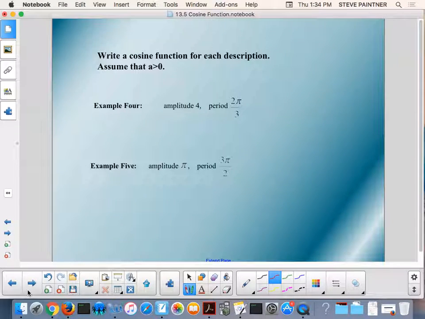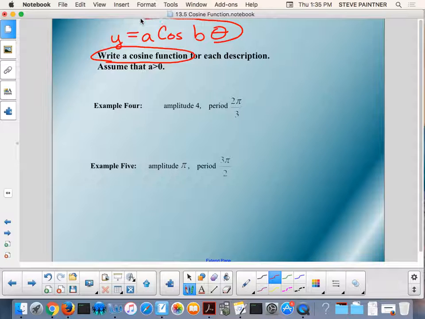Okay, this slide. Write a cosine function. Well, you know what that means? It means write an equation. Put this down, please, so you know what you're doing. This is what I want. Right here. When you're all done, I want that. That's your answer. Y equals some number times cosine of some number times theta. It does say assume that A is positive, right? Isn't that what that says?